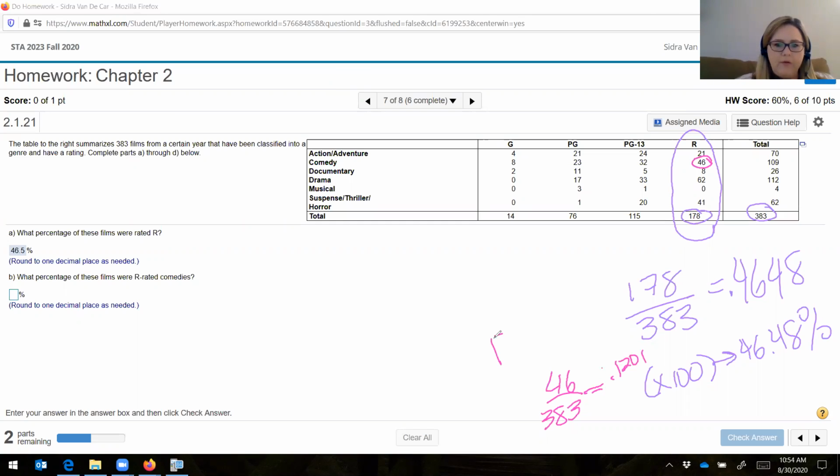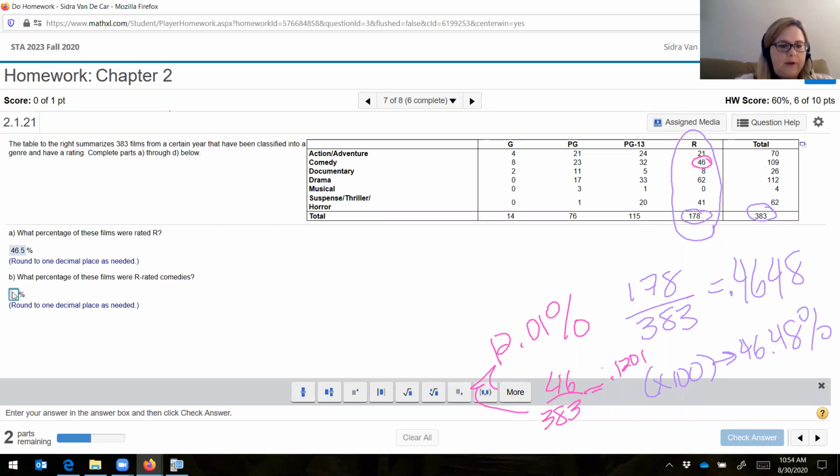So that's 12.01% after we multiply by 100. So I'm going to round that to 12%. Okay, let's type in there, 12%.